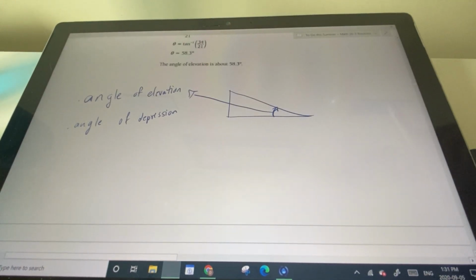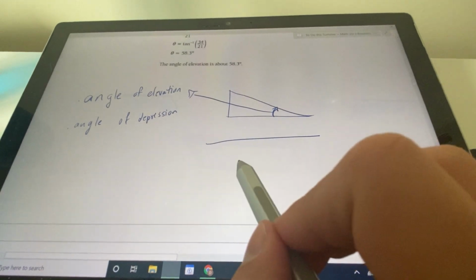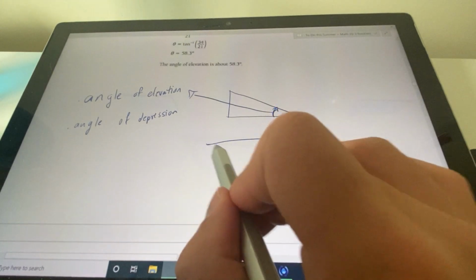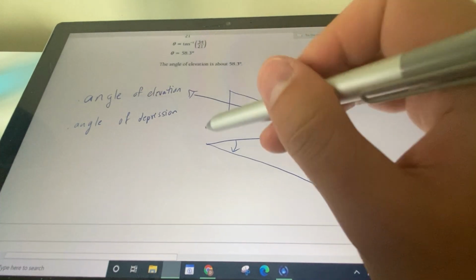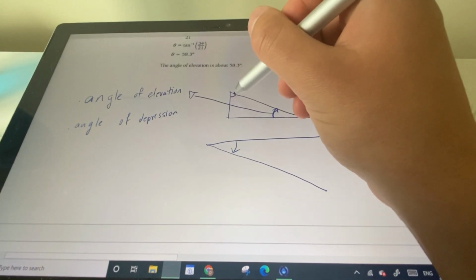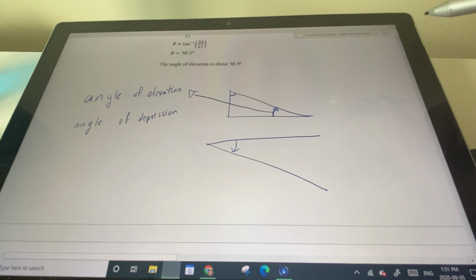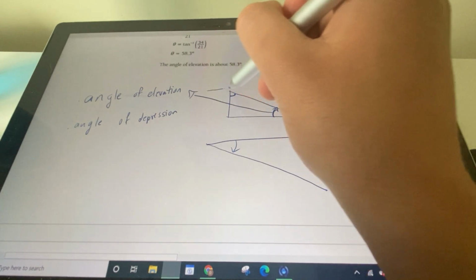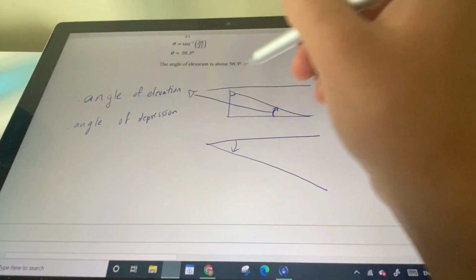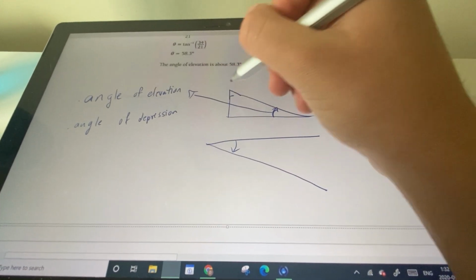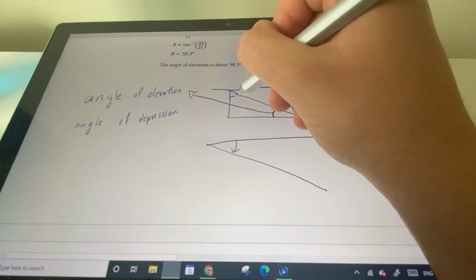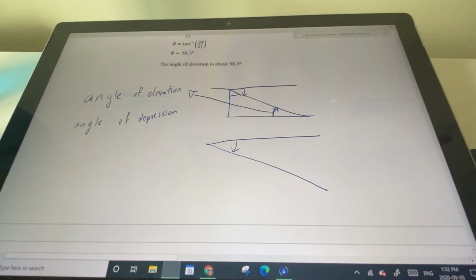Okay, angle of depression is where you have a horizontal, so a line that's straight, and then you go down from it. So this would be angle of depression. Okay, it has to be from the horizontal. This is not an angle of elevation or depression. This is just an angle. If we drew a line here, sorry, it should touch the triangle. If we drew a line there, this would be an angle of depression. Okay, it always has to be attached to a horizontal.